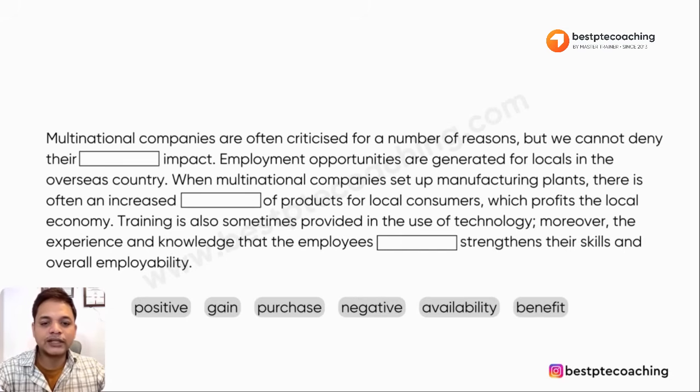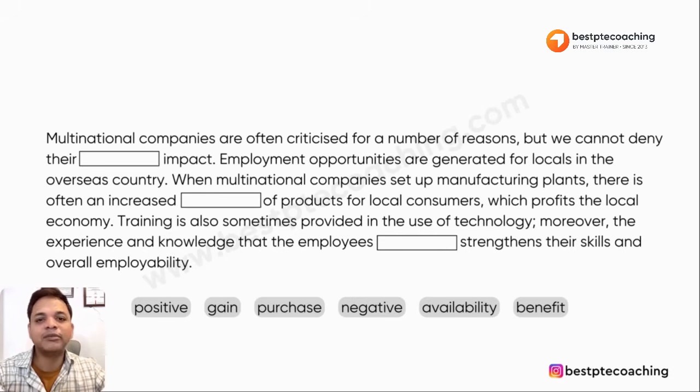When multinational companies set up manufacturing plants, there is often an increased blank of products for local consumers. And the production is happening locally. What is the benefit for the local customers? Basically, the first and foremost benefit. Okay, there is an increased blank of products, an increased blank: positive, gain, purchase, negative, availability, or benefit.